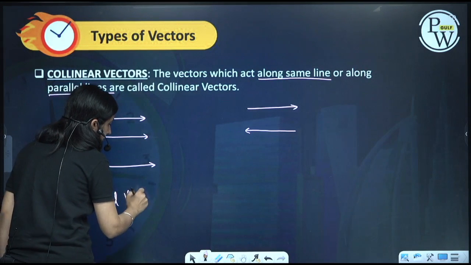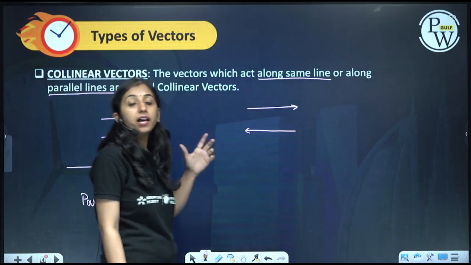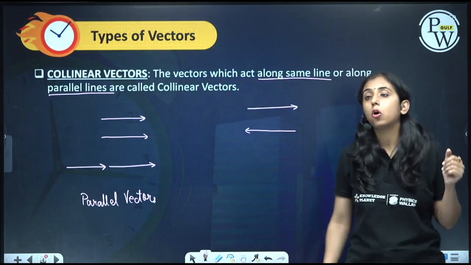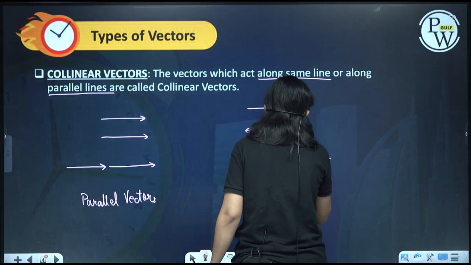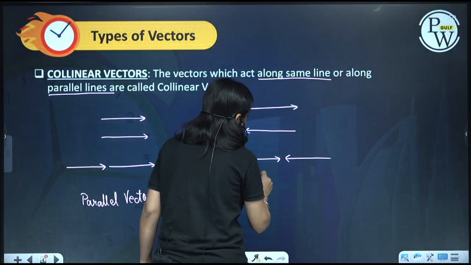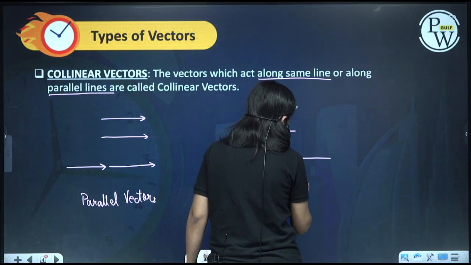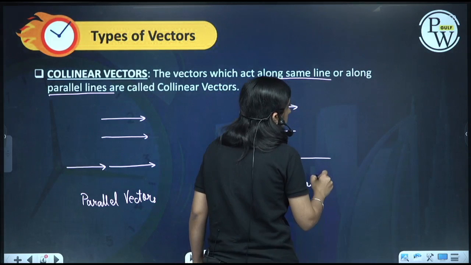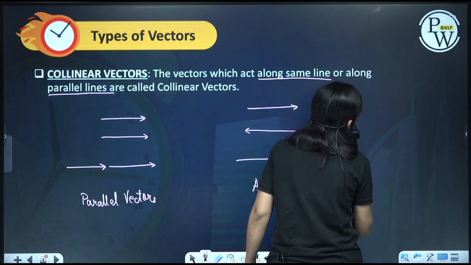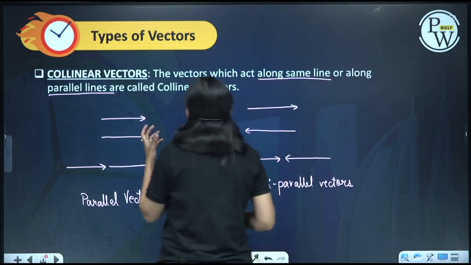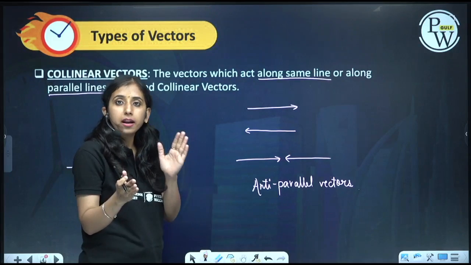Parallel vectors, okay. And if they are acting along two parallel lines or along the same line but in opposite direction, these are called anti-parallel vectors. So, collinear vectors act along the same line or along two parallel lines.